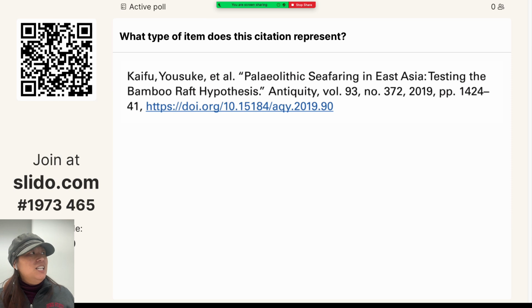What type of citation, what type of item does this represent? What I want you to notice is the first name is still going to be the author, right? Either author or editor. Like we said, the next thing in quotes in this time is going to be the name of the actual information source. But now you've got 2 names again. You've got the name of the information source and then this word here, antiquity. And then you've got volume and number, followed by year and pages.